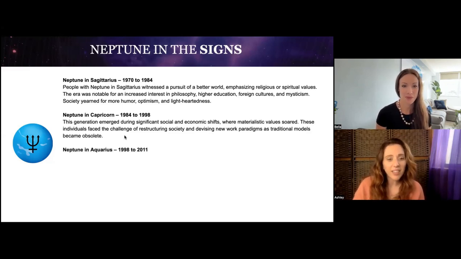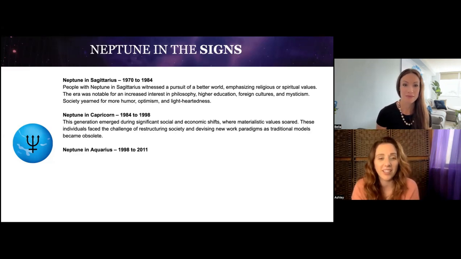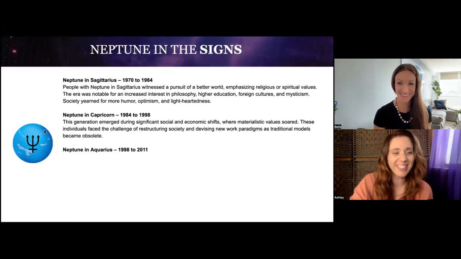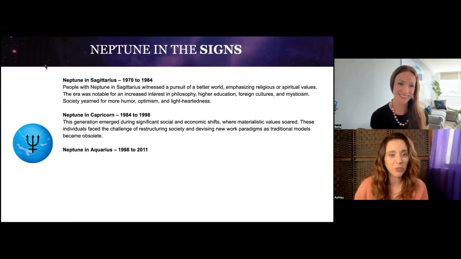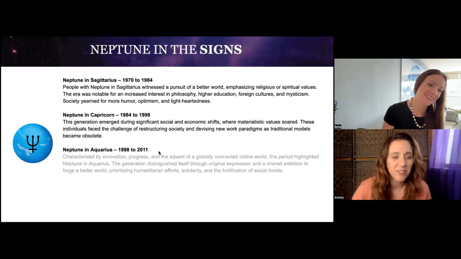Neptune in Aquarius, 1998 to 2011. How old are these people? Is anybody on here? I know my nanny was born in like 2001, and I don't think she's interested in this stuff right now. So I don't know if we've got any youngins. She's like 23, so she just turned 23.